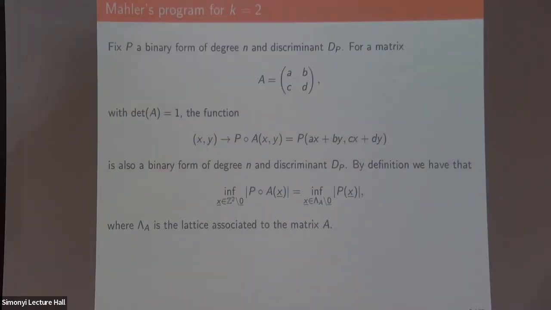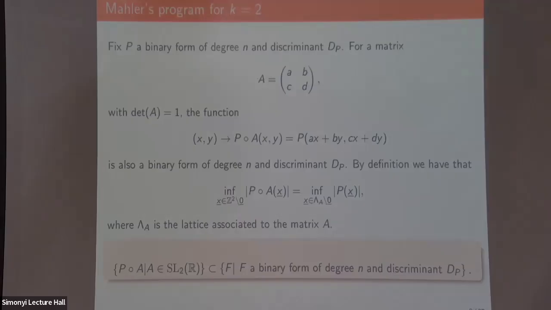And by definition, the infimum over the integers of the new form will be the infimum of the previous form over the associated lattice. What I'm trying to say here is that when we're looking at the Bass-Note spectrum, we're looking at the infimum of the polynomial over lattices, but another way to view this problem is looking at the infimum over the integers of all the polynomials in the SL2 orbit. Okay, this is a simpler formulation.